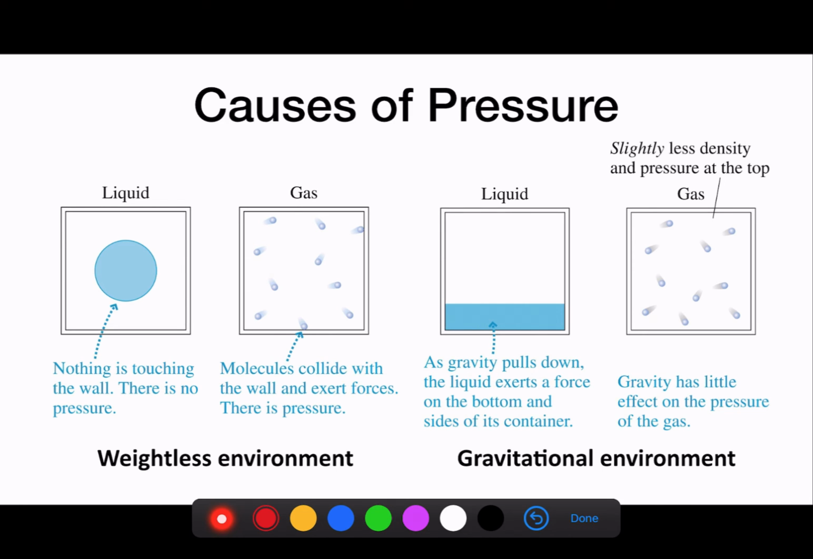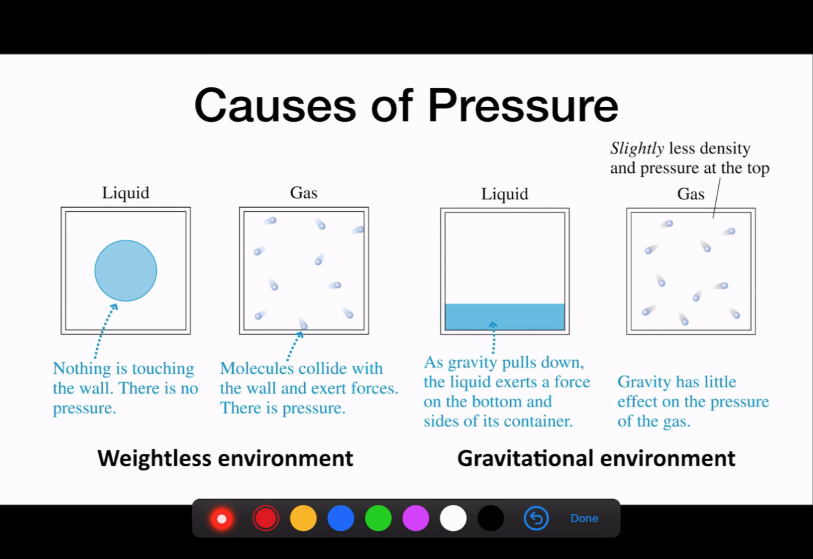Now let's imagine that we heated that jar up so that liquid mercury turned into gas. So now we've got gas molecules bouncing around. Those molecules are colliding with the wall and sometimes with each other, and exerting forces, small amounts of forces, but forces nonetheless. Since there are forces being exerted on it, there is pressure on the walls of that container.